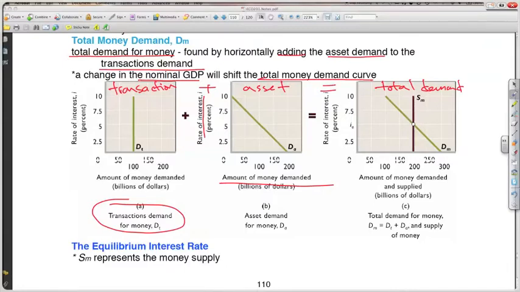And notice that here we have a straight up and down supply of money, and that's because it's decided by the Fed, or our Federal Reserve. So here, once we have the two, to find the equilibrium, all we do is find where they intersect, come over, and that gives us our equilibrium interest rate.